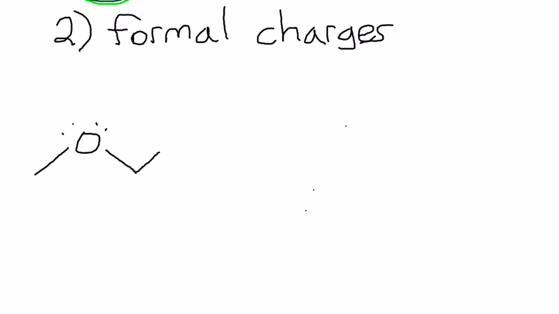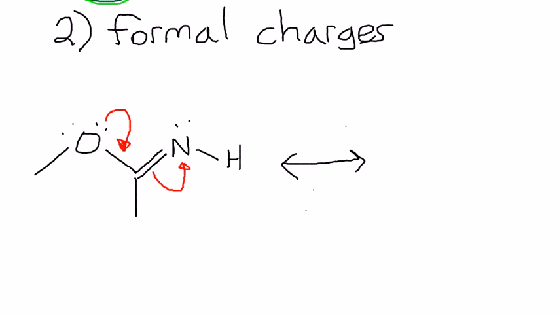So let's look at this structure. And this is just some random structure. And now what we can do is we can move these electrons to form a double bond with carbon, and since we don't want carbon to have 5 bonds total, we will move the electrons in the pi bond to a lone pair on nitrogen, and what we get is this structure.